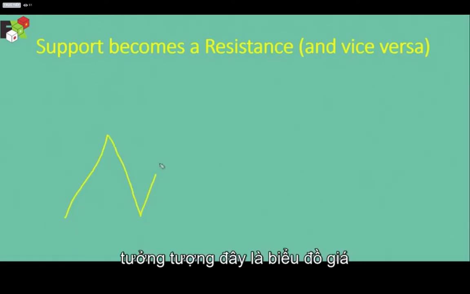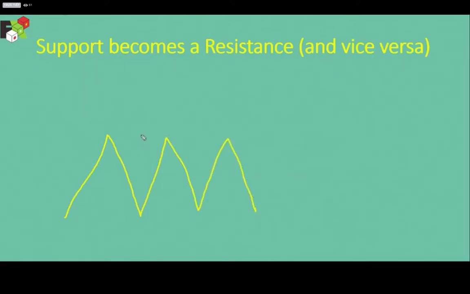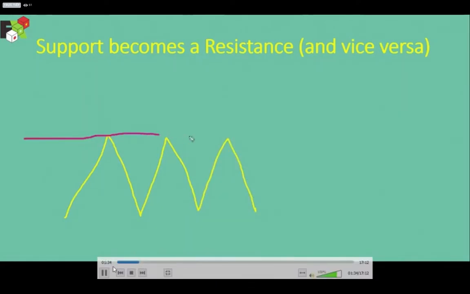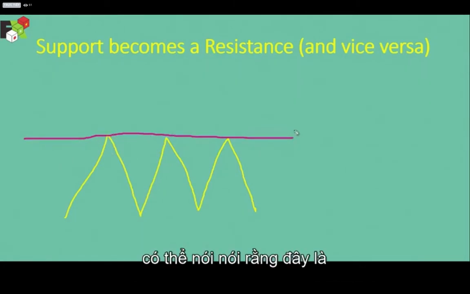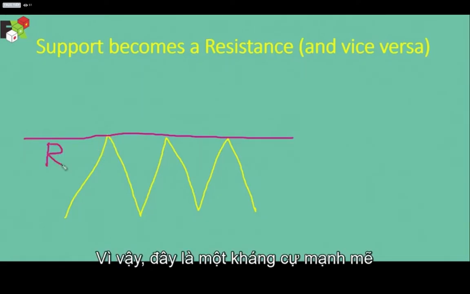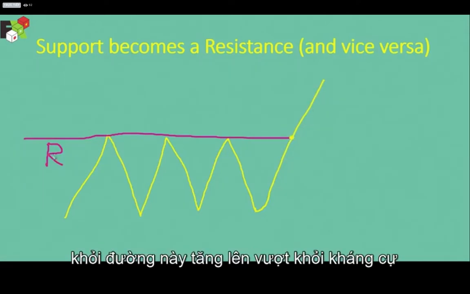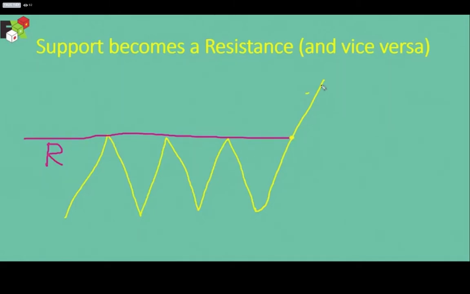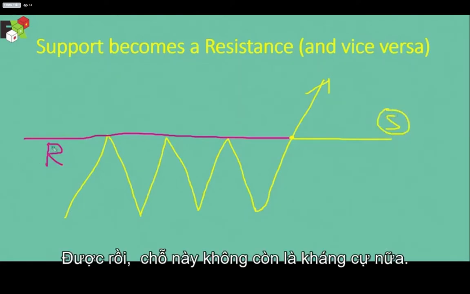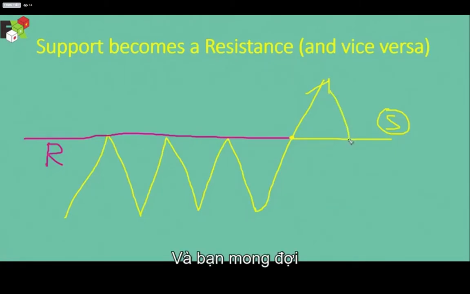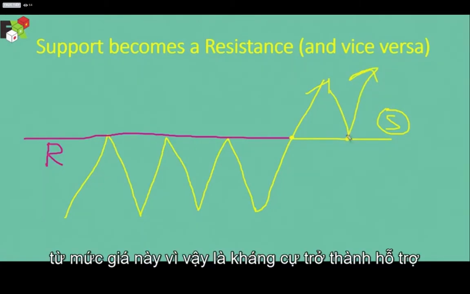Imagine this is a price chart and this is a price bouncing off some strong area. Let's say that this is the strong area the price jumps off. So this is a strong resistance zone, right? And when the price breaks this line, breaks the resistance and continues upward, the resistance then became a support. So it's no longer a resistance, but it is a support, and you expect the price to jump off this area. So this is resistance becoming support.